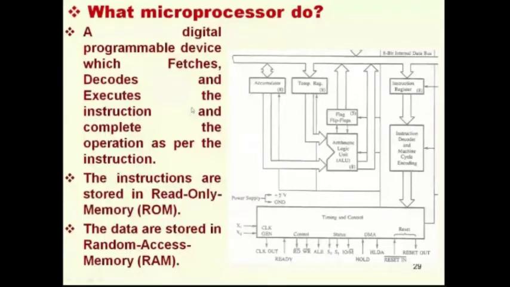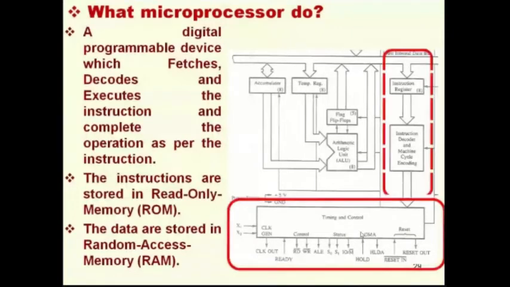So this is the overall picture of any microprocessor. There are arithmetic logic units and registers, instruction registers, instruction decoders, and a timing and control unit. With all these things, the processing will happen. Because of these modules, digital electronics becomes programmable digital electronics, because there are instructions. You will understand this now very clearly. These are digital programmable devices which fetch, decode, and execute the instruction and complete the operations as per the instruction. The instructions are stored in ROM memory, and data are stored in random access memory. It's very interesting.